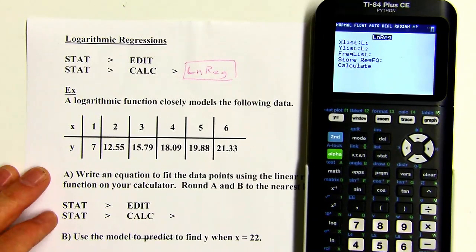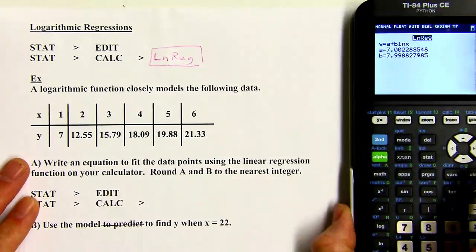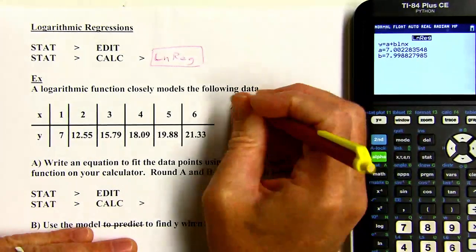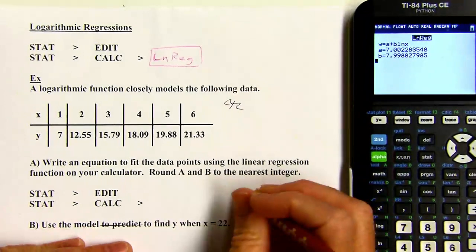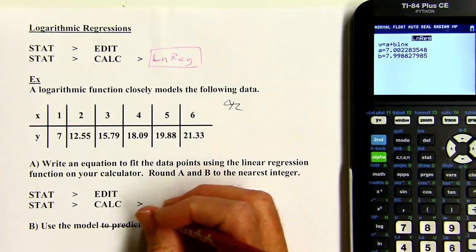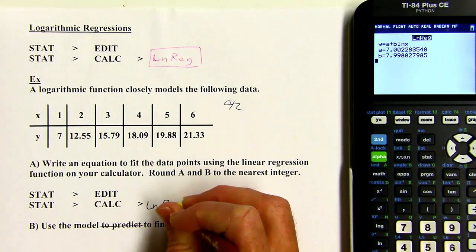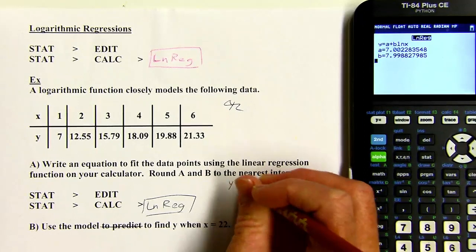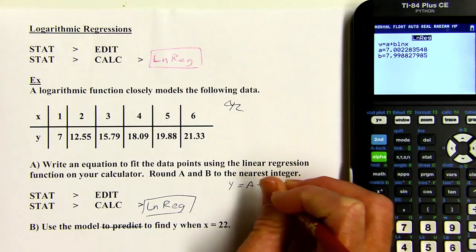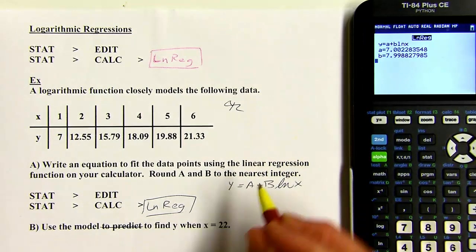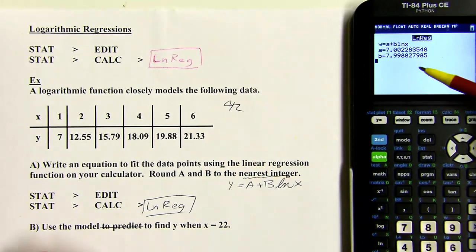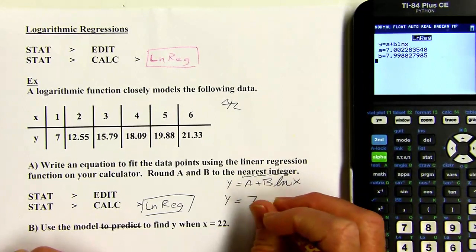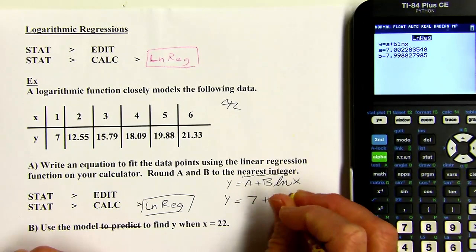Okay, so I'm going to get past that screen. And then it's telling me the format is going to be, oh, I guess I should write it down here. So, yeah, I didn't really need to put this again here, but this is what I'm using here. So my format is A plus B and then natural log of x, okay? And it does say round A and B to the nearest integer on this one. Those A and B are really close to integers, okay? So A is going to be 7, and then 8 times natural log of x.